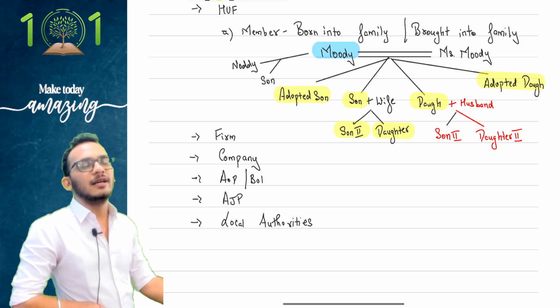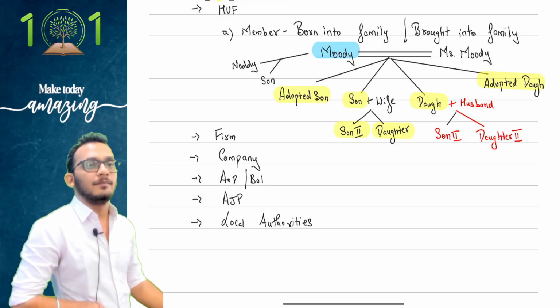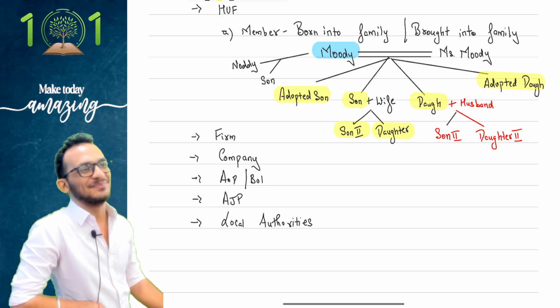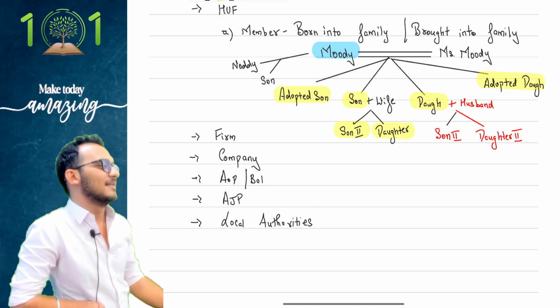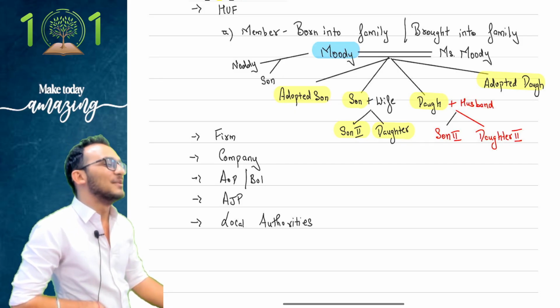Amul is a cooperative society, and yes, it is an AOP. Next, what's an AJP? Don't give me a full form, people.